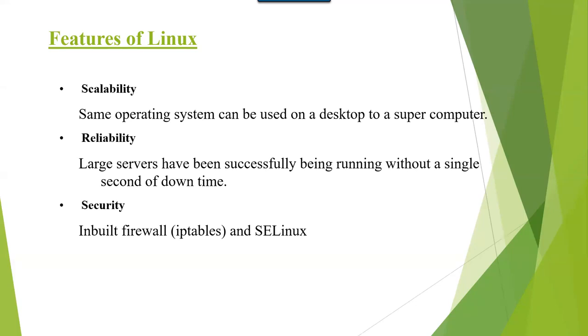Linux is secure because inbuilt IP tables and SELinux are there. IP tables are used to secure network files. SELinux is used to secure local files. And it works with a command line interface. Linux is secure because it works with a command line interface. Without knowing commands, others cannot configure anything.